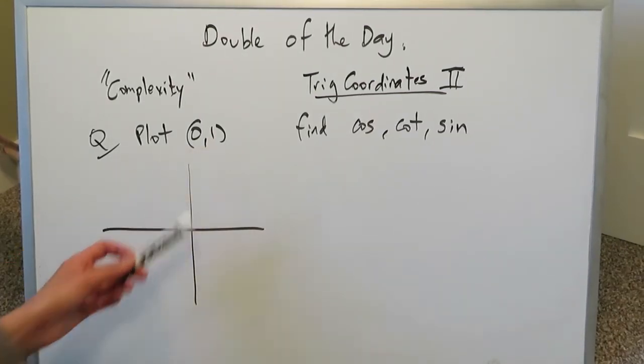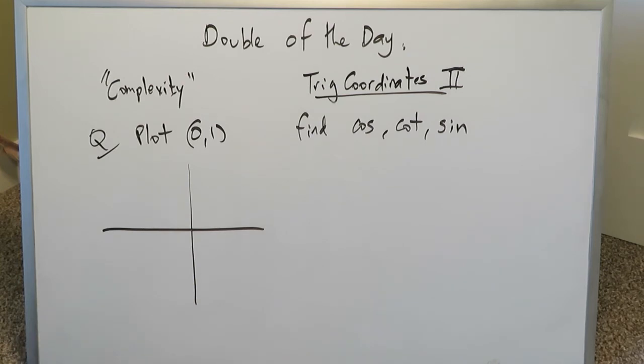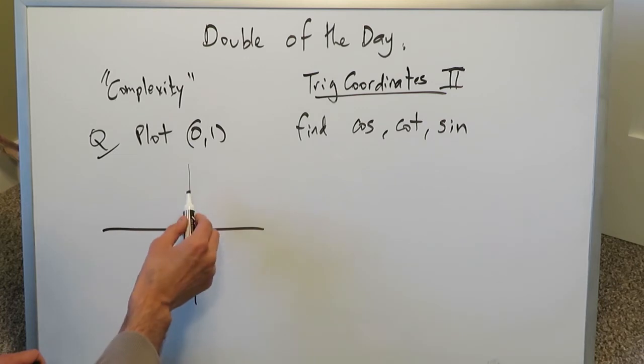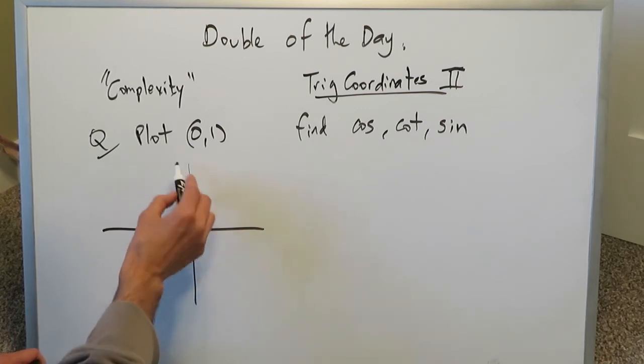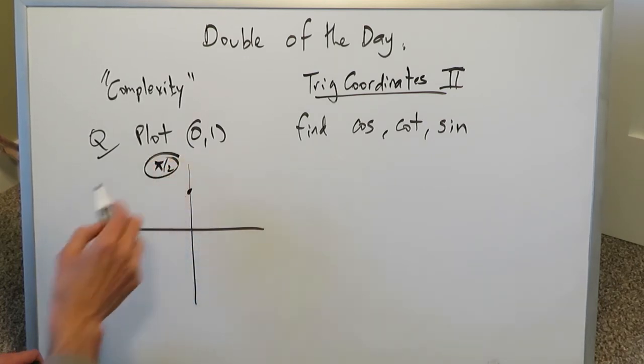So for this video, let's look at this last question, the second one. We have to plot 0, 1, and we have to find cosine, cotangent, and sine with regards to this plot. You know 0, 1 lands right over here on the y-axis, which is really your pi over 2 quadrant line.